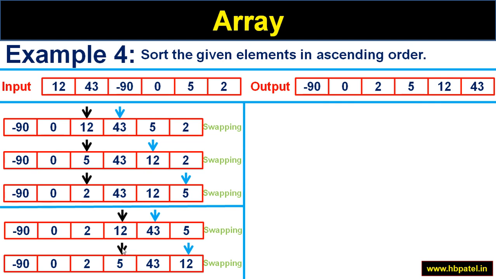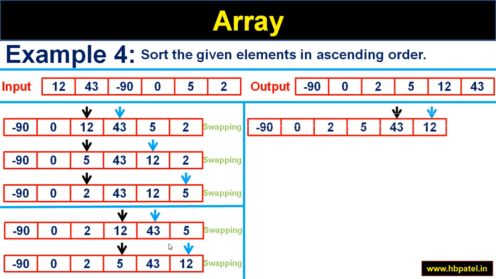Now what next? The black pointer is to be incremented by 1. So now the black pointer is over here and the blue pointer starts from next. Now you can see that this should be the last situation. Right. So now compare 43 with 12. Now 12 is less than 43. So these are to be swapped. So now swap. Now if you look, this is nothing but my complete sorted output: minus 90, 0, 2, 5, 12, 43.